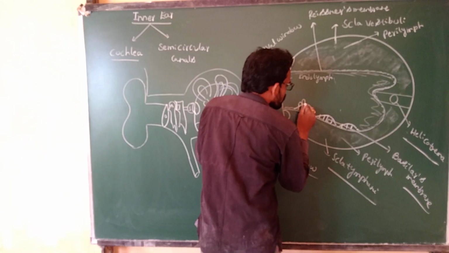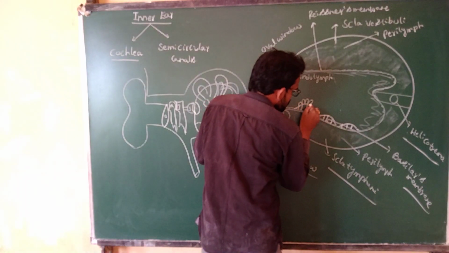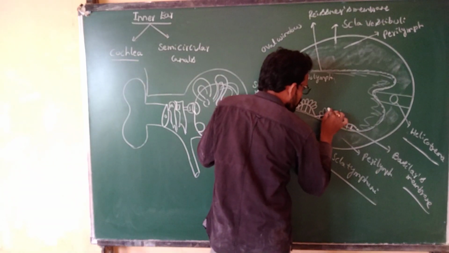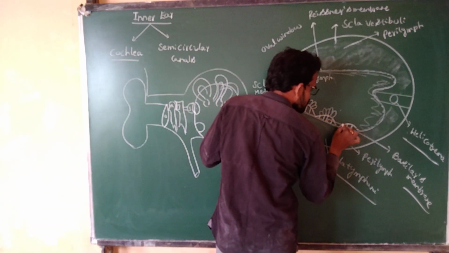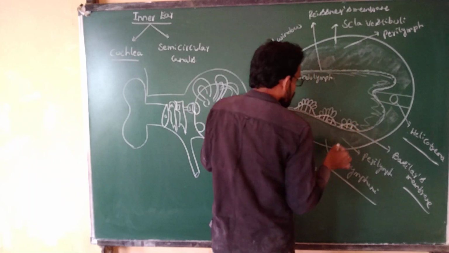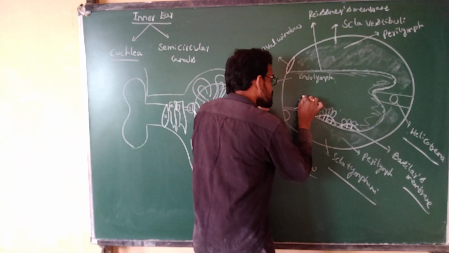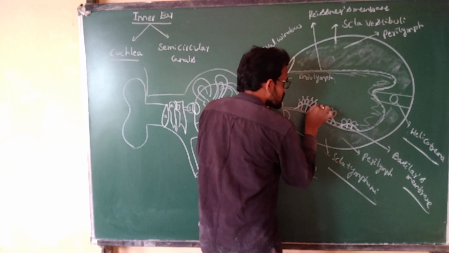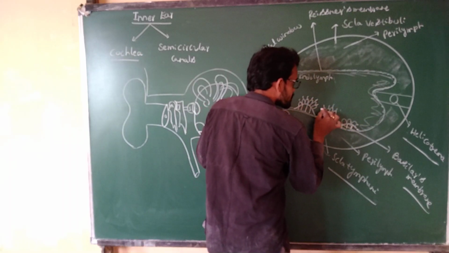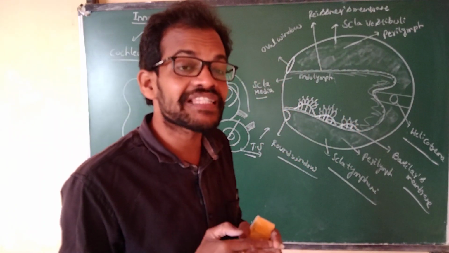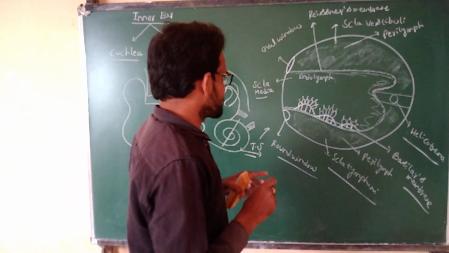These ridges consist of sensory cells. The tip of the sensory cell consists of hair cells. These hair cells are nothing but stereocilia cells.